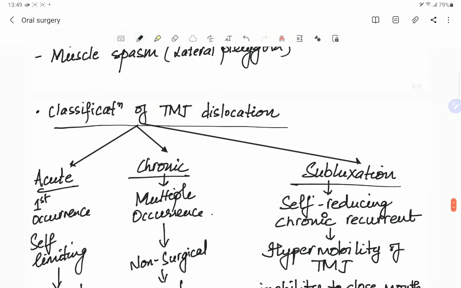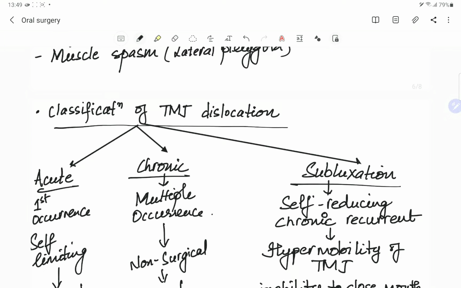Chronic one, when there is multiple recurrence, when the acute has progressed into the chronic one. Then subluxation is when there is a multiple occurrence, but it is again self-reducing. The patient can get back the condyle to its normal position. So that is a subluxation.